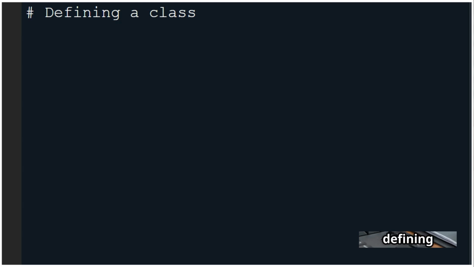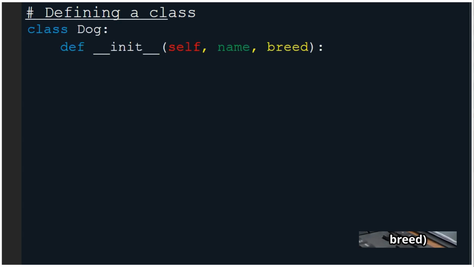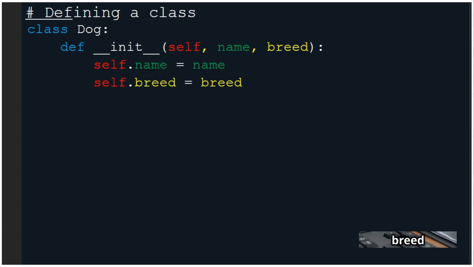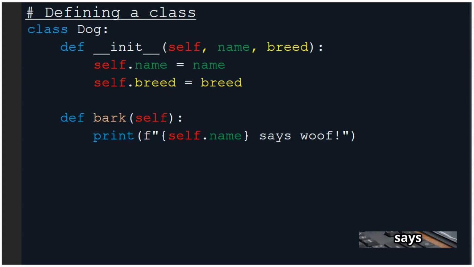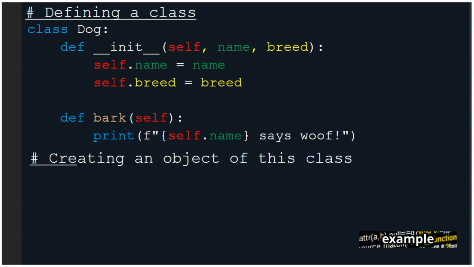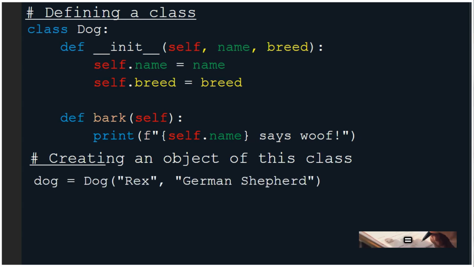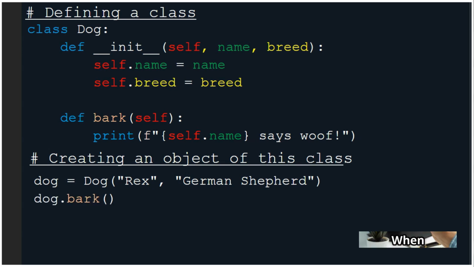Here is an example code for defining a class in Python. class Dog: def __init__(self, name, breed): self.name = name self.breed = breed def bark(self): print(self.name, "says woof"). Here is an example code for creating an object of the class in Python: dog = Dog("Rex", "German Shepherd") dog.bark(). When we run this code, the output will be Rex says woof.